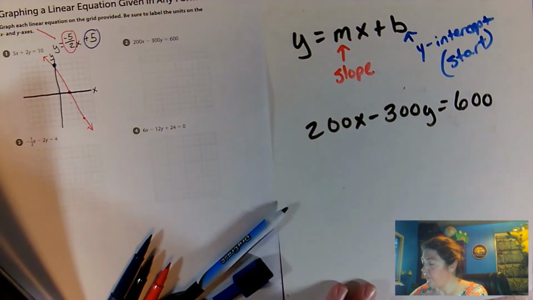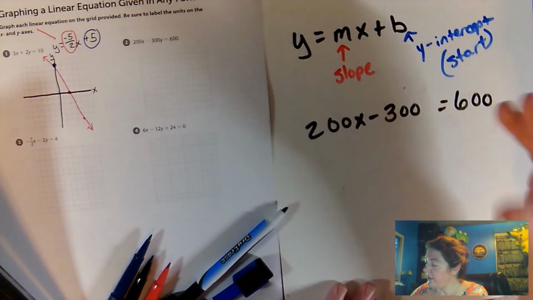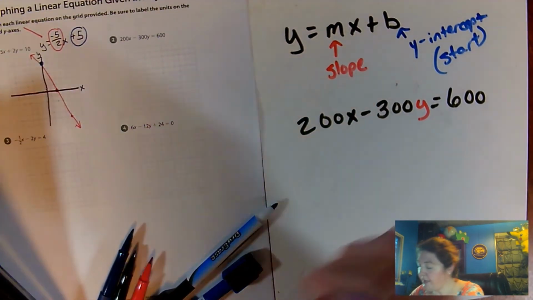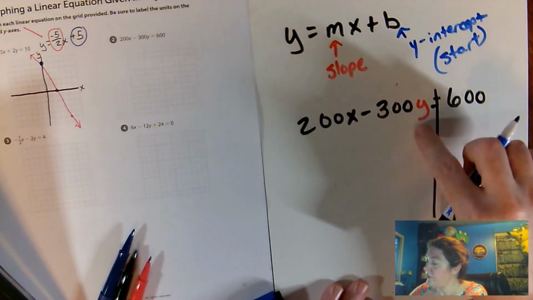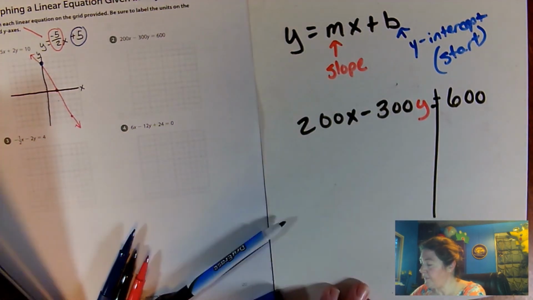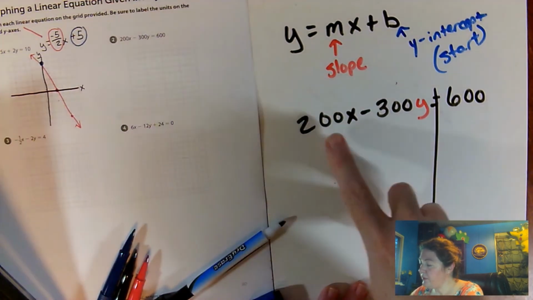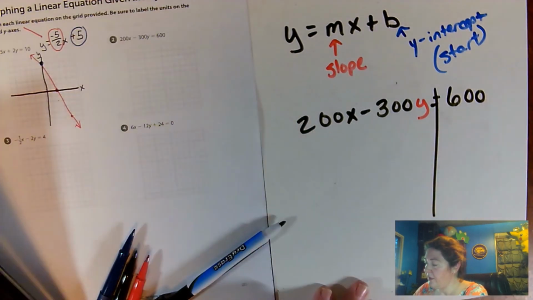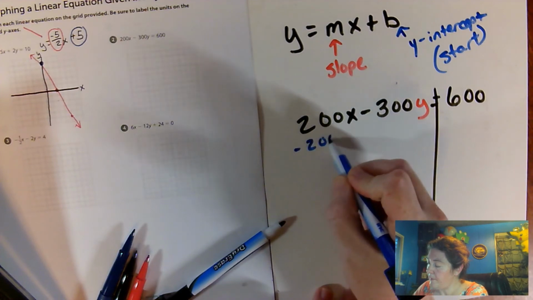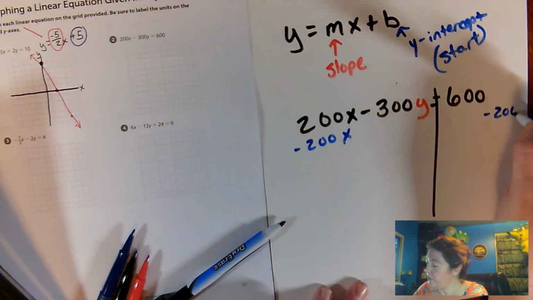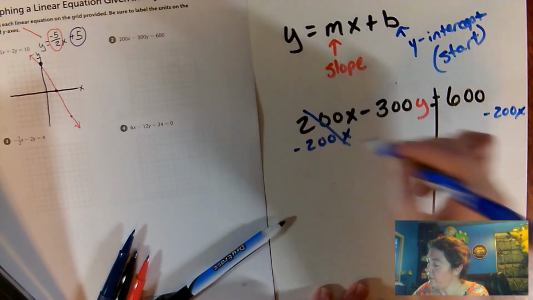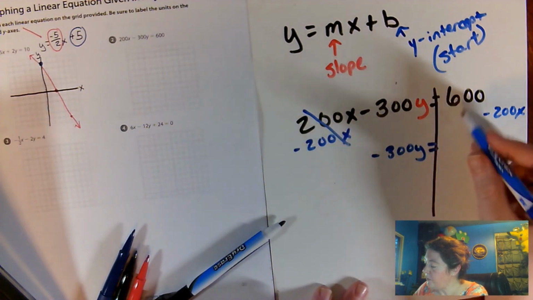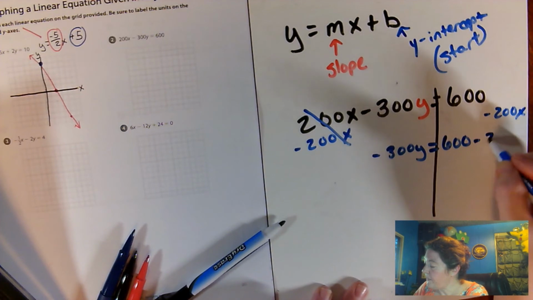Okay, so I am trying to get Mr. Y all by himself. He's a grouchy old man. He doesn't like anybody to be in the room with him. So we've got to get everything moved over. Alright? First thing we're going to do, I'm going to move this 200x. The easiest way to do it, minus 200, minus 200. What I do to one side, I do to the other. Those cancel. I'm left with negative 300y equals, bring my 600 down, minus 200x.